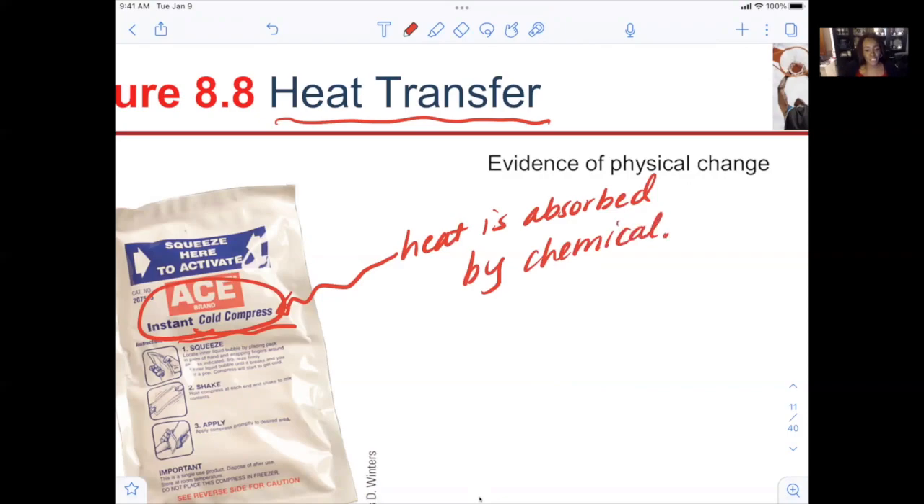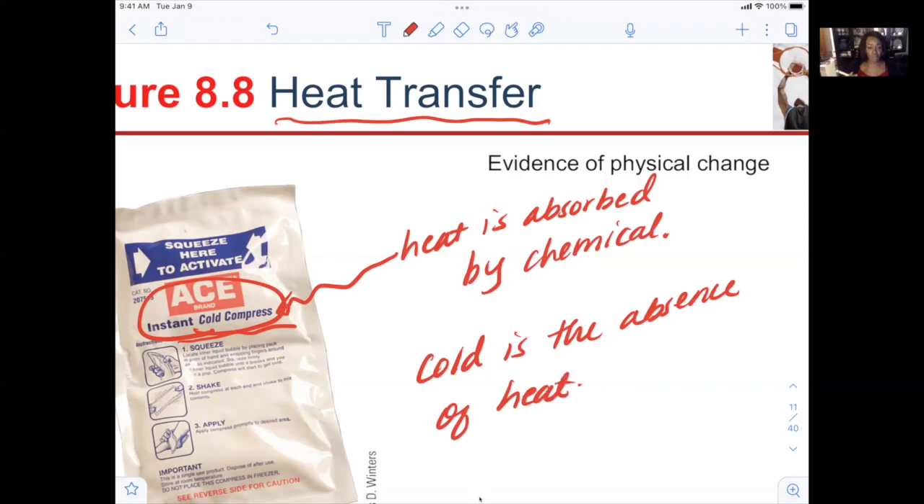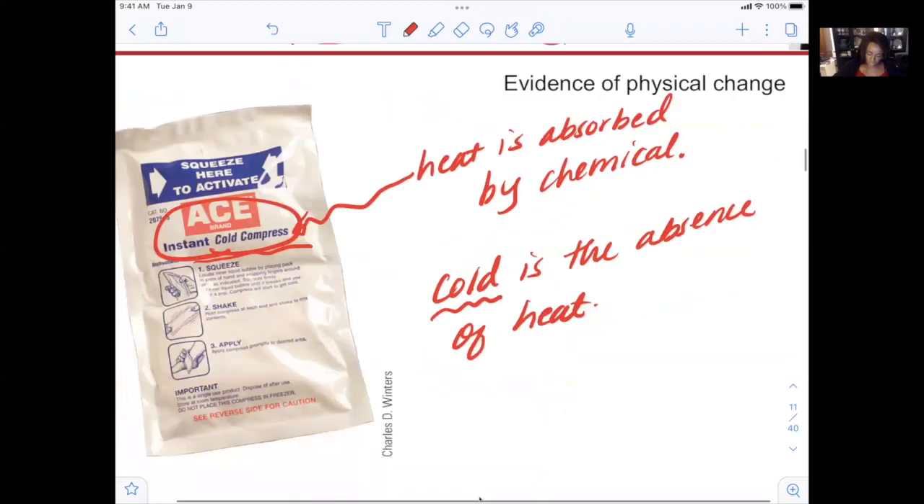And so this is something I had to learn when I was in school, that essentially cold is the absence of heat in the world of chemistry. Now, in the world of chemistry, cold does not travel, only heat travels. So when we say something is left cold or it feels cold, that just means that heat left it. So cold is the absence of heat.